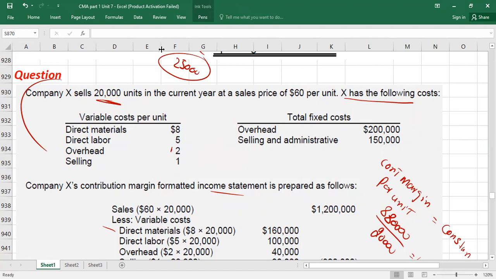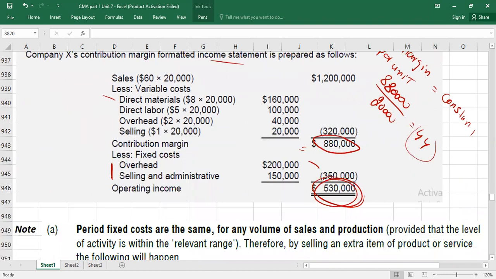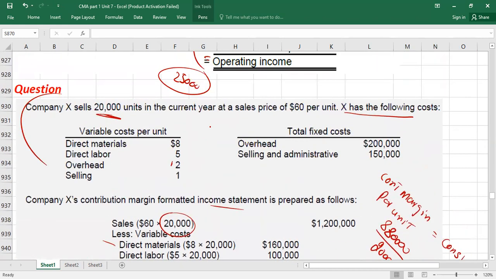What will be the operating income? Instead of 20,000, we are going to sell 25,000. So what is the net profit? Previously, at 20,000 units, operating income was 530,000. Now you are going to sell 25,000 units, and I want you to calculate the operating income. How will you do it? I'm telling you the shortcut way. Please learn the way.